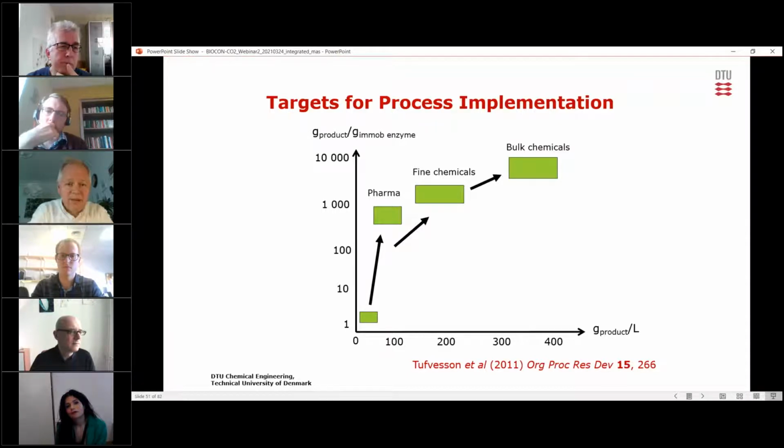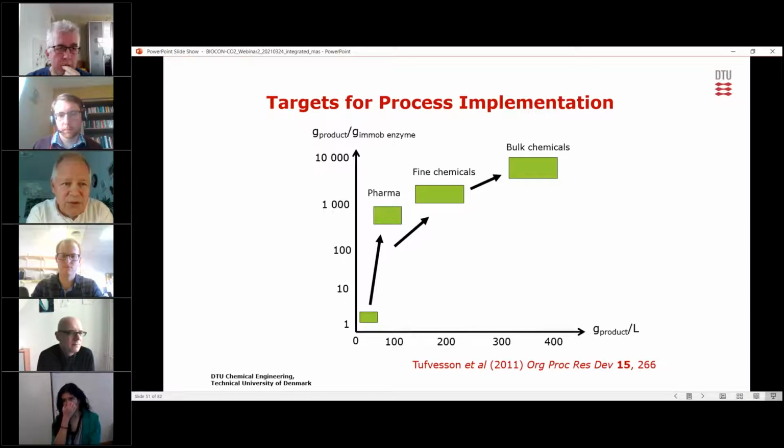So just to give you an idea of the type of targets, these are some targets set here for an immobilized enzyme. They're different, of course, for a soluble enzyme or a cell, but this is for an immobilized enzyme, the gram of product per gram of immobilized enzyme plotted against the product concentration. And you can see some differences from perhaps where we begin at the very bottom left-hand corner of the slide here to where we need to get to as a target for pharmaceutical applications, fine chemicals, bulk chemicals. You can see the kind of target that we have based on the current economic situation.